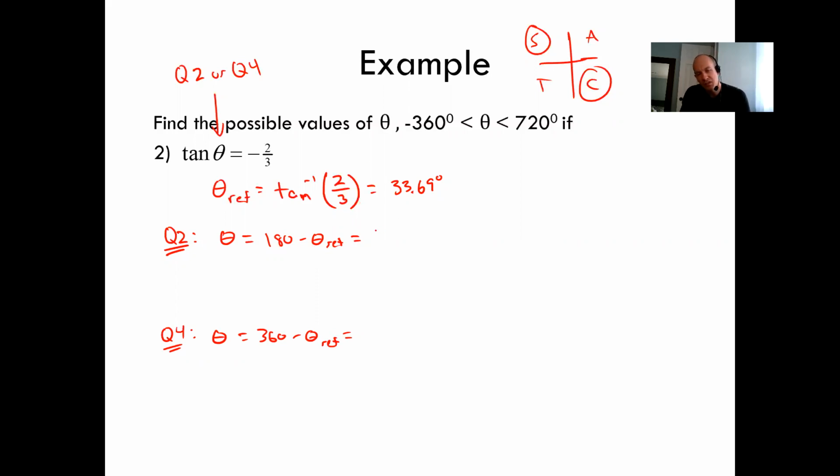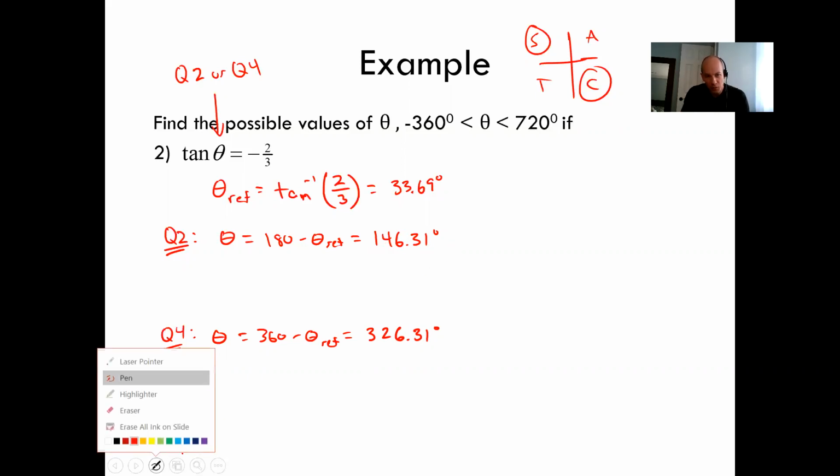So 180 minus 33.69 is 146.31, I think. And then 360 minus that is 326.31, I believe. I'll trust those are correct. So, okay, these are our 2 principal angles.